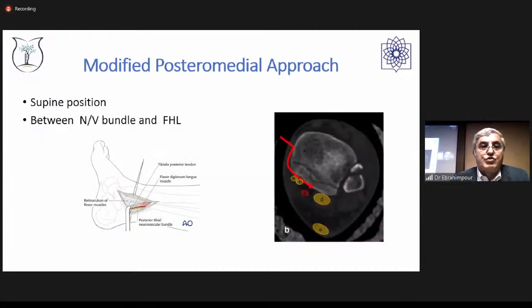Sometimes we have to go to the posteromedial side. And this is a modified posteromedial approach, in which the patient should be positioned in supine position. And we approach the fragment between the neurovascular bundle and FHL. It is very simple, because if the ATFL is also injured, as the patient is in supine position, we can address that injury also very simply.